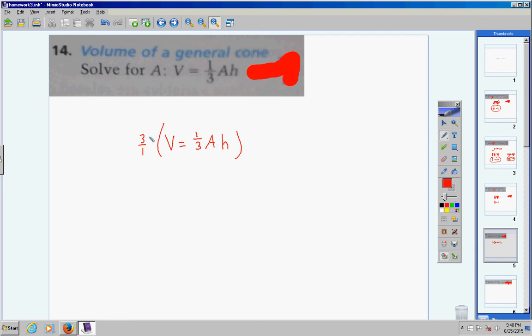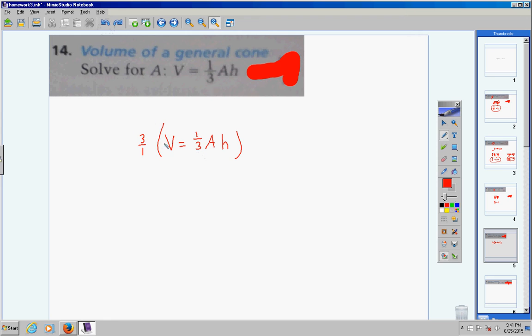Now remember, you don't multiply every part: 3 times V, 3 times 1/3, 3 times A, 3 times H. You would do that if it was 1/3 plus A plus H. Then you would have 3 terms: 1 term, 2 terms, 3 terms. Then you would take 3 times V, 3 times 1/3, 3 times A, 3 times H. You multiply the 3 by every term, but we do not have plus signs. These are all multiplying. So this is 1 term right here, okay?